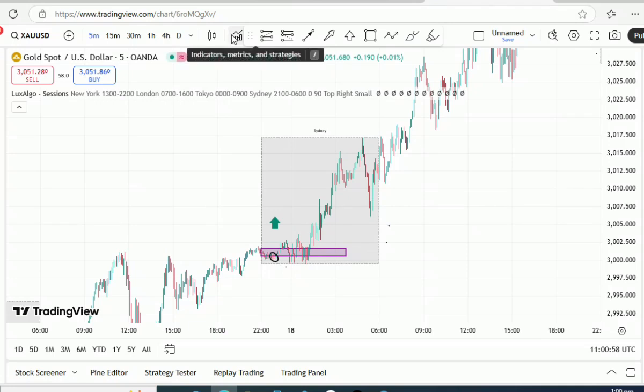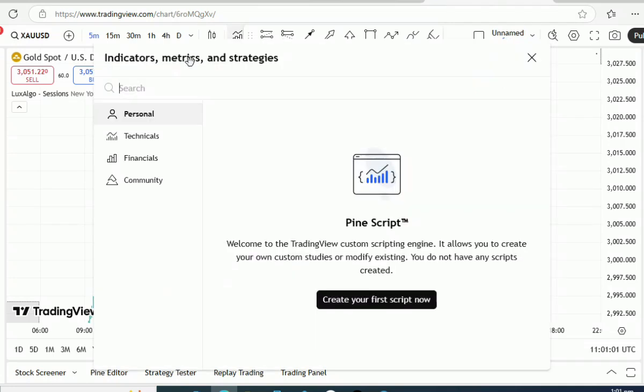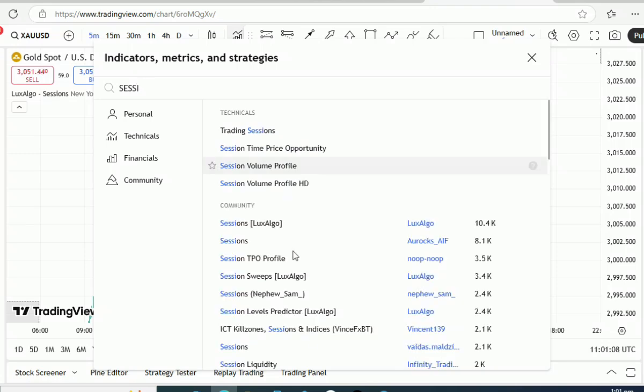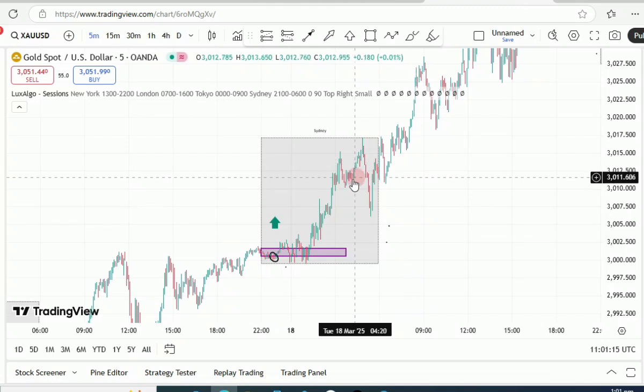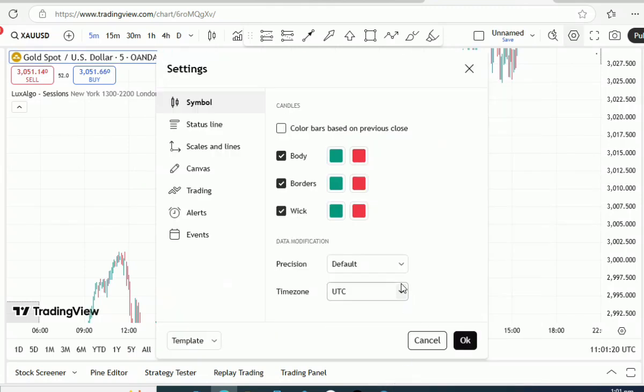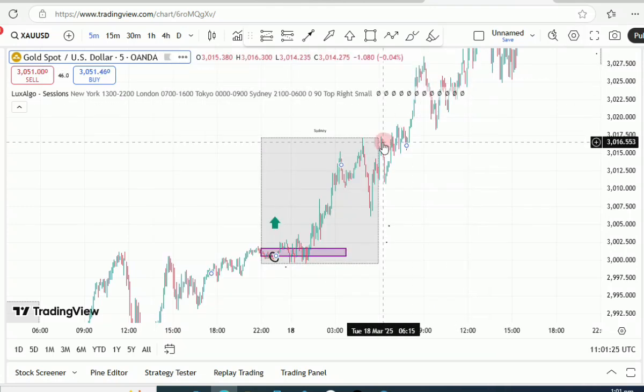So the first thing that you're going to do is to come up here on the indicators and then look for sessions. So just type sessions over there, and on the sessions I want you to come to this one. This is sessions Lux Algo, and click on that one. And once you are there, I want us to go to the settings. On the settings, you are now going to be removing everything else because I want us to focus on Sydney. So remove all the other things until you are left with only Sydney. I'm just going to take you through that one later on.